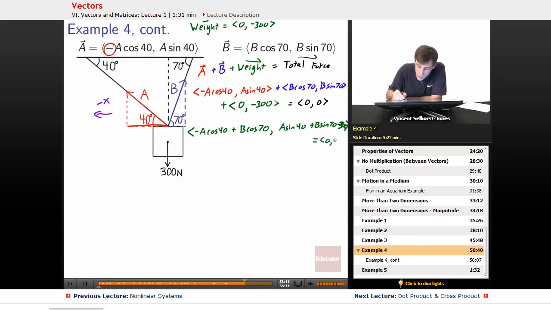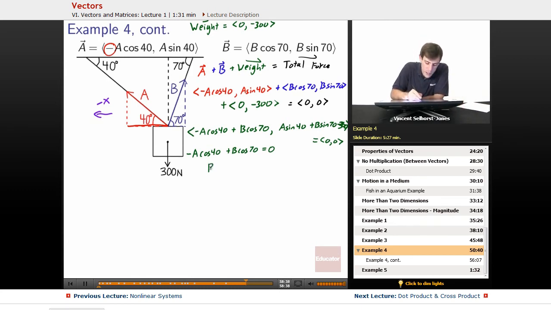Equals 0, 0. So at this point, we know the first component on the left side of the equation has to be the same as the first component on the right side. Same thing, the second component on the left side must be the same as the second component on the right side. So we can break this down into two separate equations. So we've got negative A cosine 40 plus B cosine 70 equals 0.